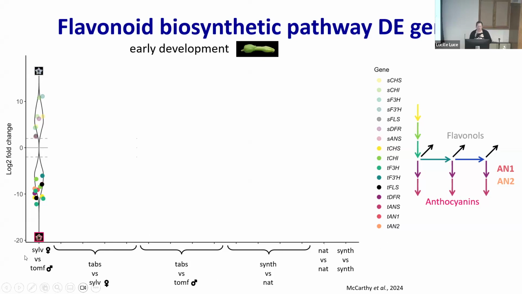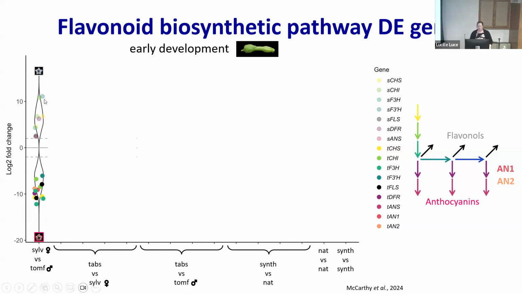And then on our y-axis, we have our log two-fold change of our differentially expressed genes. Another thing to notice is that our bold colored points are our tomentosiformis homologs, and our transparent points are our sylvestris homologs. So if we look, this is in our early development, so our early bud, seeing what's going on there. If we look at our comparison between our progenitors, we see that most of our genes are differentially expressed, just what we want to see.